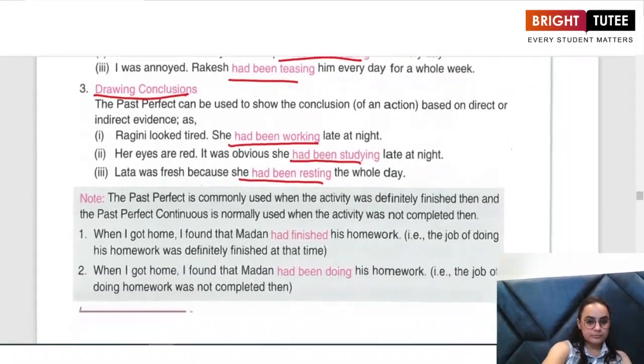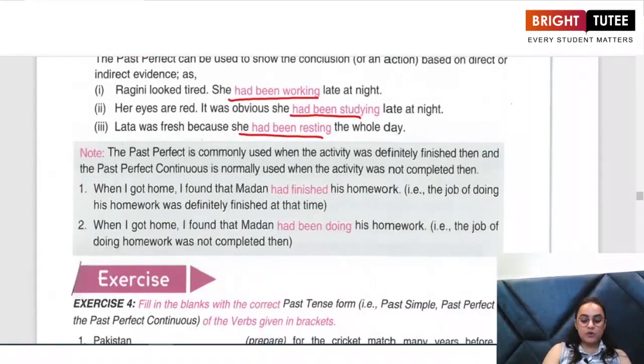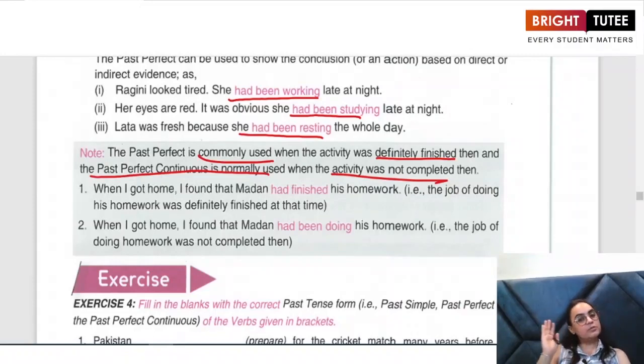Okay? Now, the past perfect tense is commonly used when the activity was definitely finished, and the past perfect continuous tense is used when the activity was not completed. So there's a difference. If the activity was completed at that time, we use the past perfect tense. And if the activity was not completed, we use the past perfect continuous tense. For example, when I got home, I found that Madan had finished his homework. Had finished his homework, the task has been completed now. When I got home, I found that Madan had been doing his homework. So Madan had still been doing it. He had not completed. So this is the difference between the past perfect and the past perfect continuous tense.